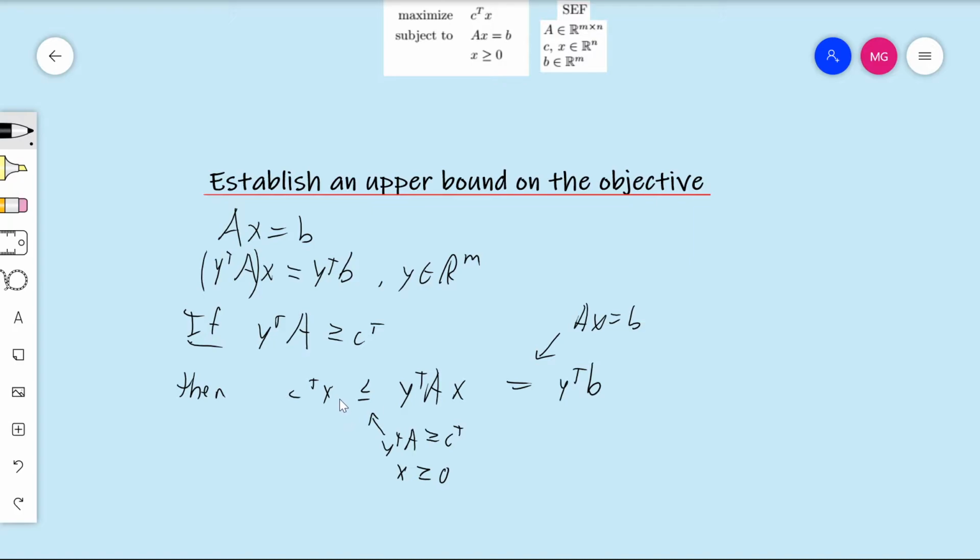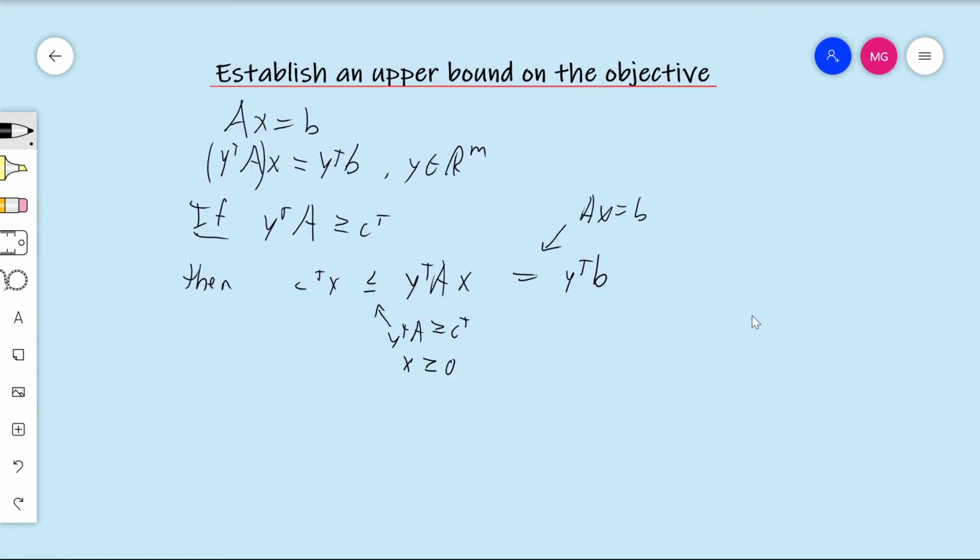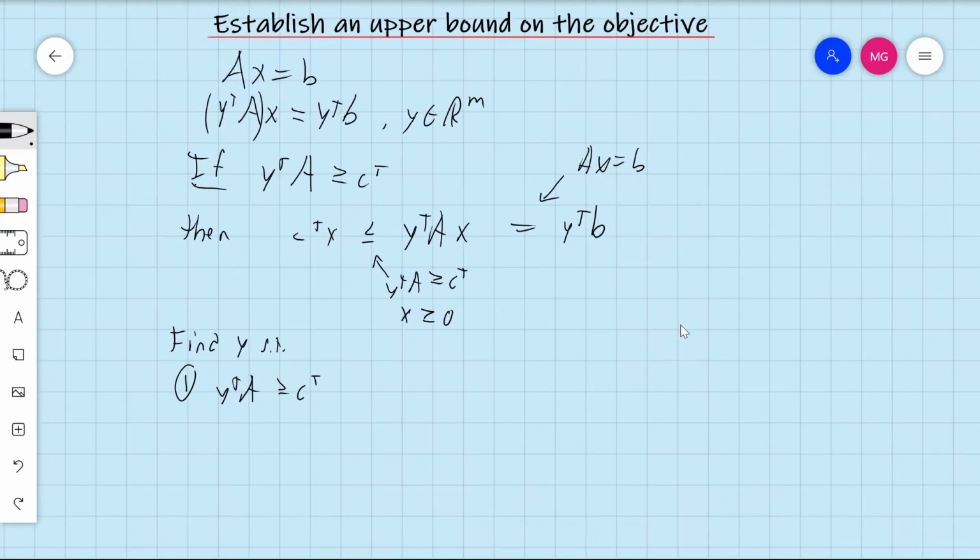So if x is a feasible solution, any feasible solution to the linear program, then any y that satisfies this if condition will, when you multiply it by b, be an upper bound on C transpose x. In particular, for optimal solutions of x, that will still be true. So let's just write that down. So what we're trying to do is we're finding y such that, first of all, y transpose A is greater than or equal to C transpose, because then that guarantees us this upper bound that we can find.